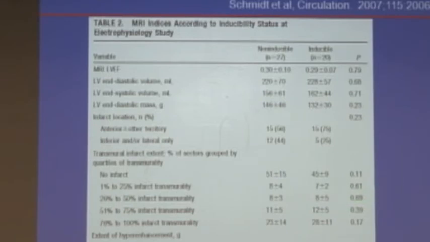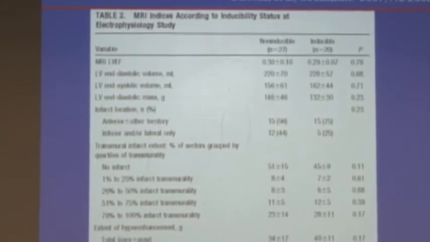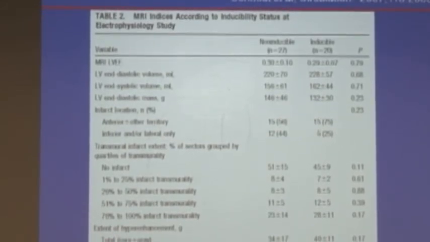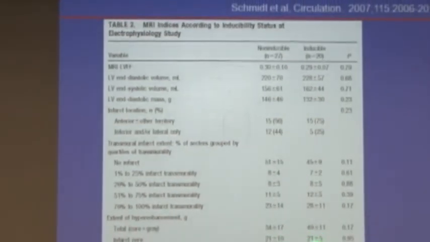In this study they found that the degree of transmurality, unlike what we found for the non-ischemic cardiomyopathies, did not predict inducibility in the ischemic cardiomyopathies. But interestingly, the amount of hyperenhancement, like the infarct core, this dense scar portion, this very white part, was no different between the patients that were inducible and the patients that were not.